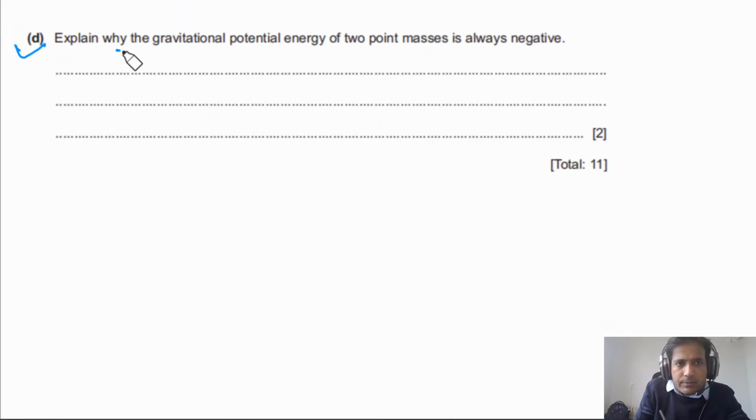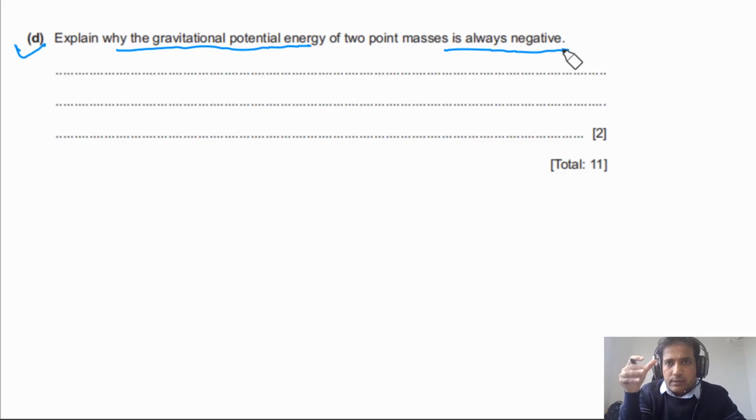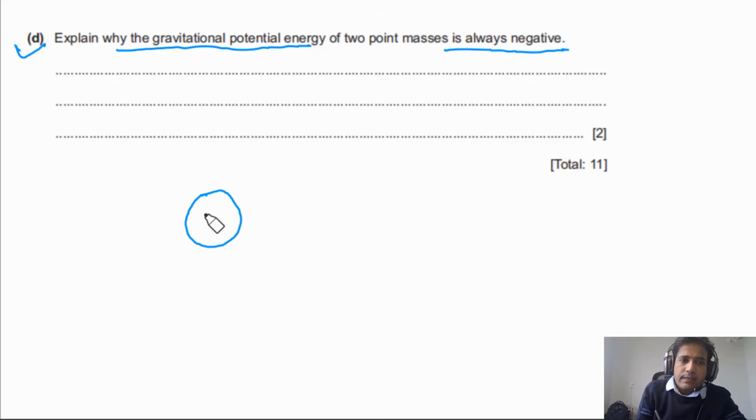Part D says explain why the gravitational potential energy of 2 point masses is always negative. For this one, we need to understand, first of all, imagine that this is a planet. Let's say the mass of this one is capital M. At infinity, so this is a point located at infinity, we take the gravitational potential energy to be equal to 0.